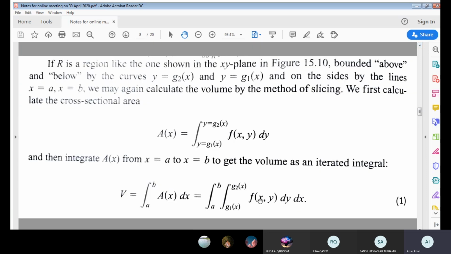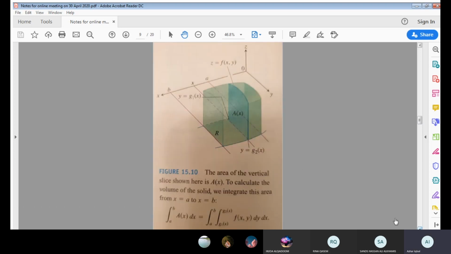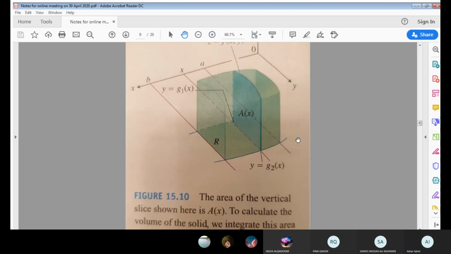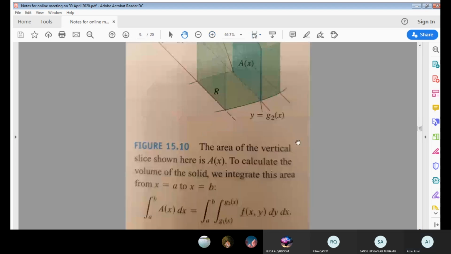So this gives you this integral: the integral of this function f(x,y) with limits g1(x) to g2(x). This middle integral here is A(x), and then we integrate A(x) with respect to x when x is changing from a to b. So this is now the volume of this solid object which we are considering here. We are integrating the cross-sectional area from x equal to a to x equal to b.